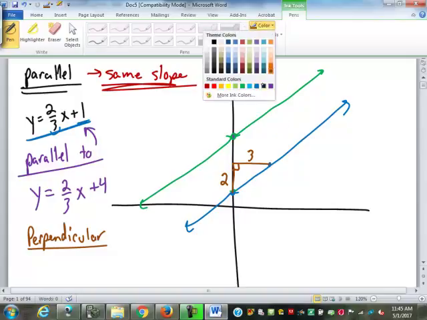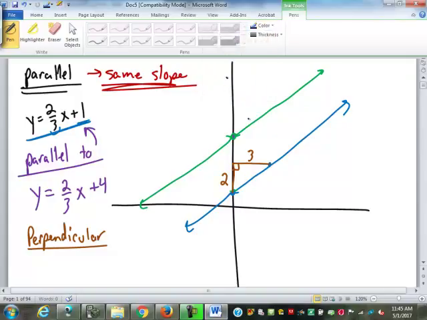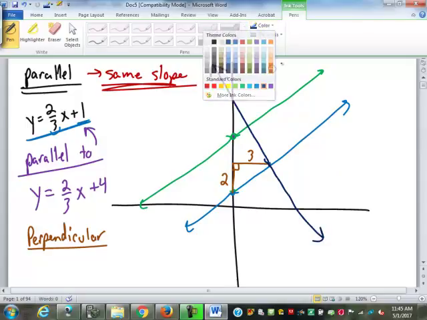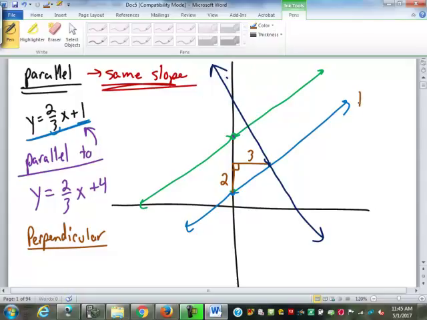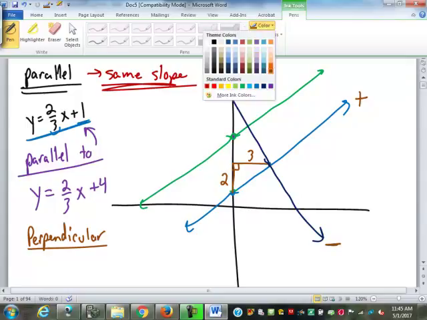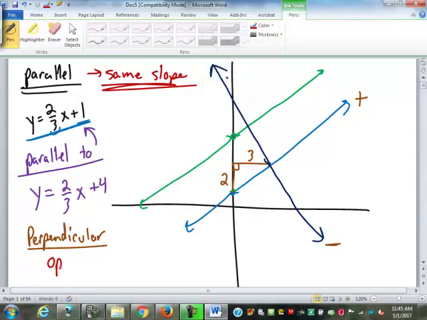The line that's perpendicular to that is going to come in. I want to go through that point just to make this easier on myself. It's going to come in something like this. Now, the first thing we can tell is that this line, the blue line that we started with, had a positive slope. The perpendicular has to have a negative slope. In math, that's what we refer to as opposites.